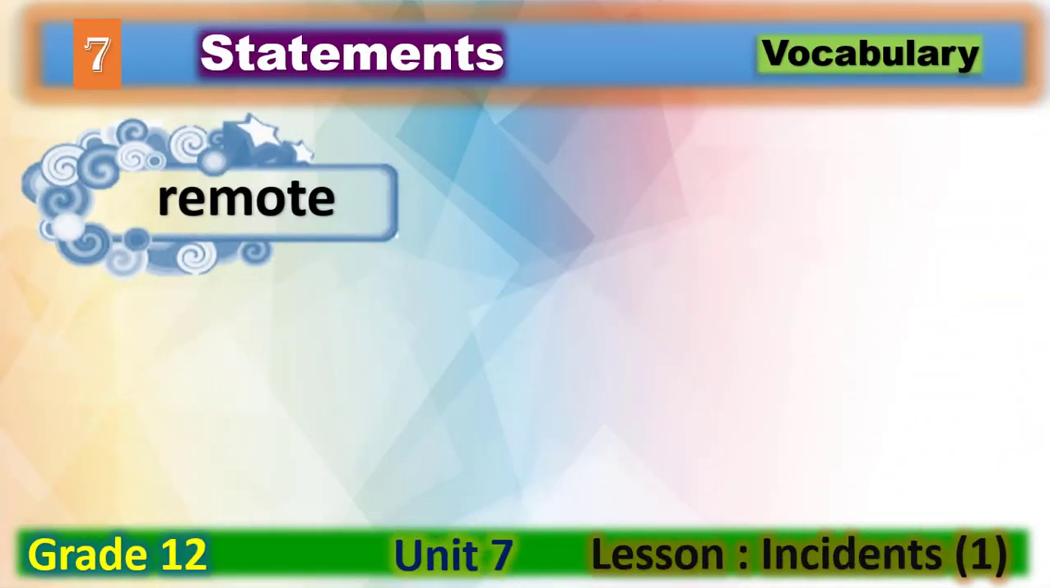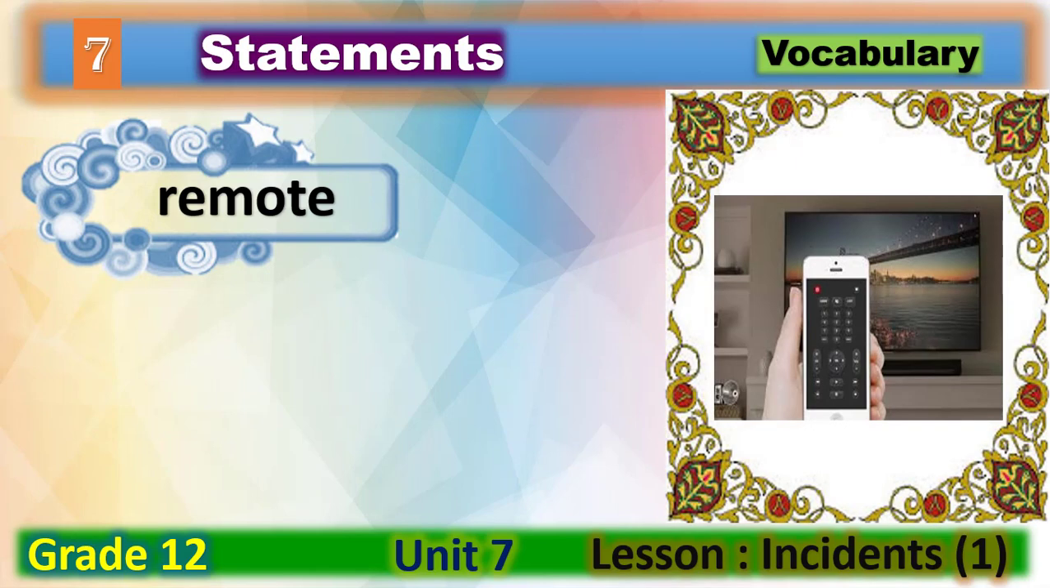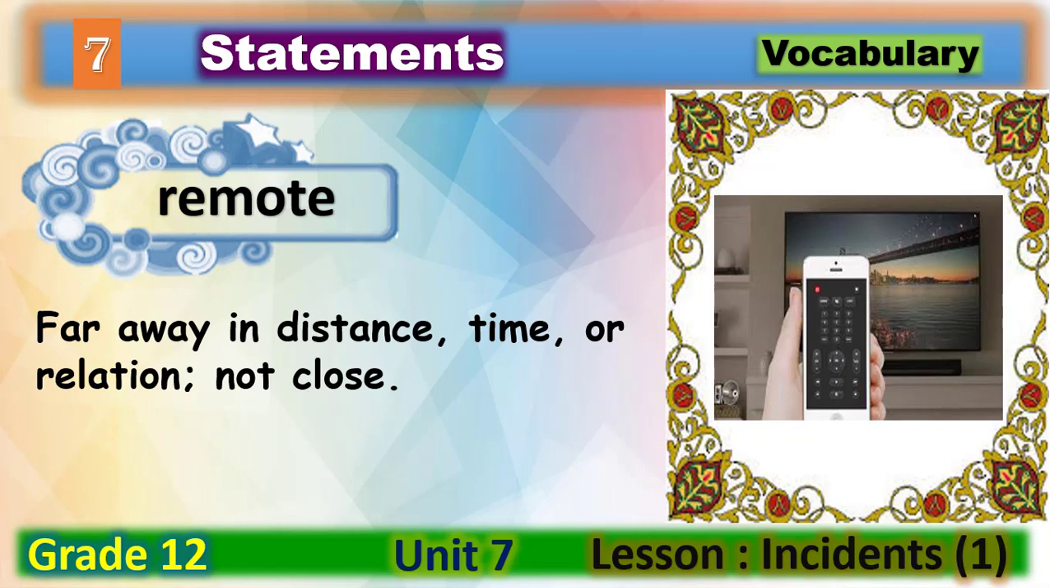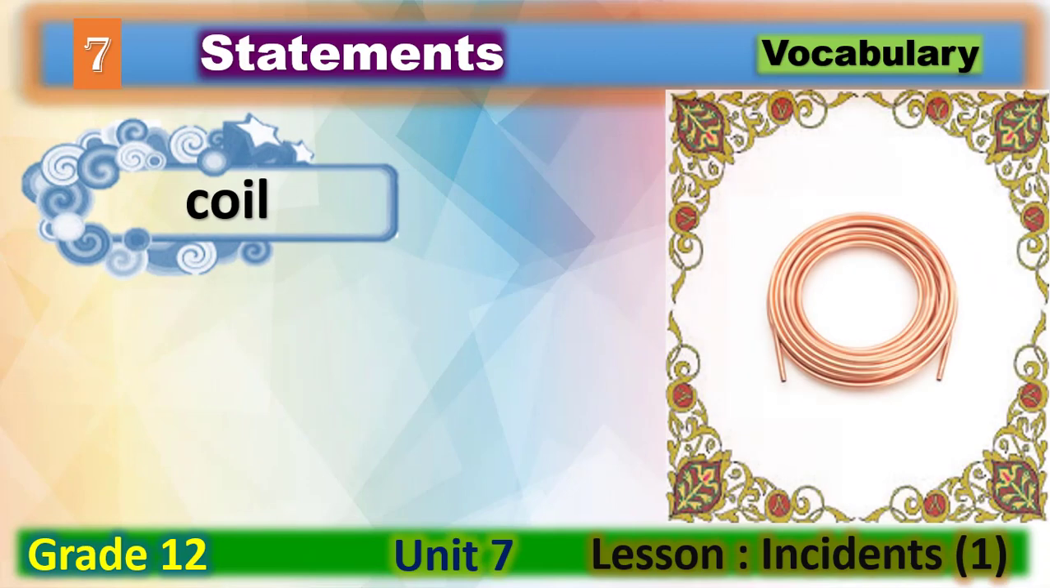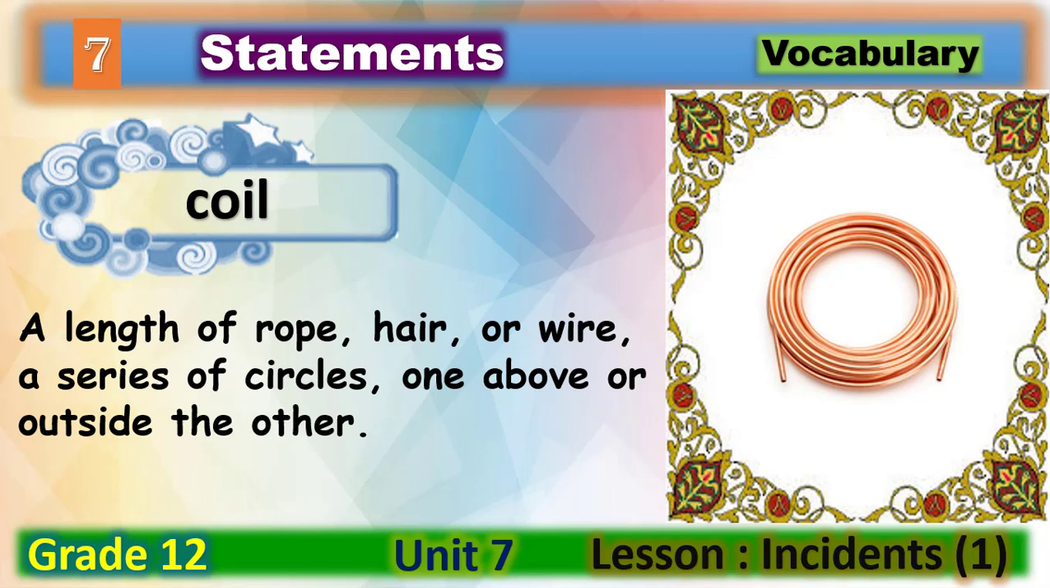The next word is the word remote. Remote means, can you see it? Remote means far away in distance, time, or relation, not close. Not close. Okay? Coil, as you see from the picture. Coil, a length of rope, hair, or wire, a series of circles, one above or outside the other. This is the shape, as you can see in the picture here, it's the shape of coil.